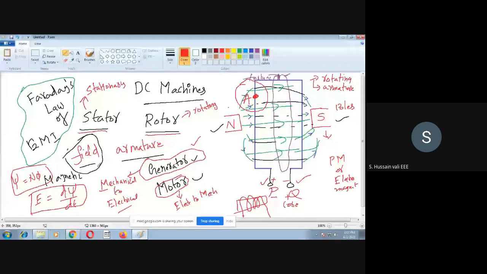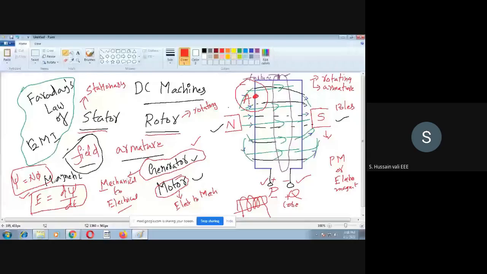Everyone knows that EMF has a polarity and current has a direction. Polarity in the sense, one is plus, another is minus, or one is higher potential, the other is lower potential. Which one is higher potential, which one is lower potential? This question definitely will come because this is an EMF. Similarly, when some current is flowing, we must know which direction the current is flowing, whether left to right or right to left, or top to bottom or bottom to top.